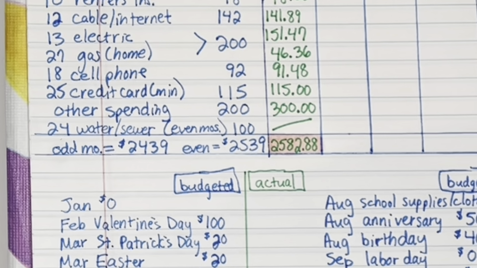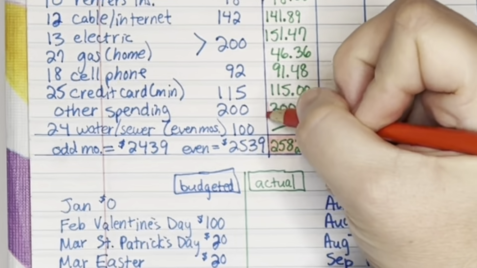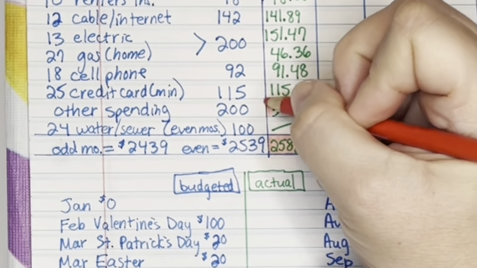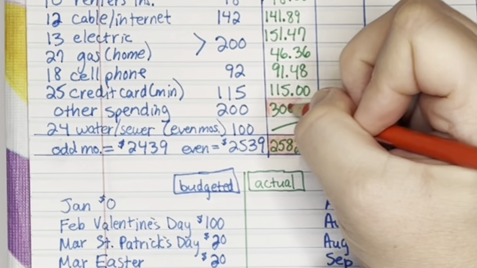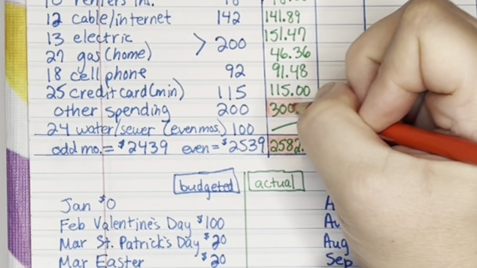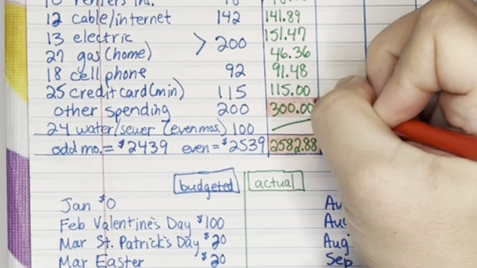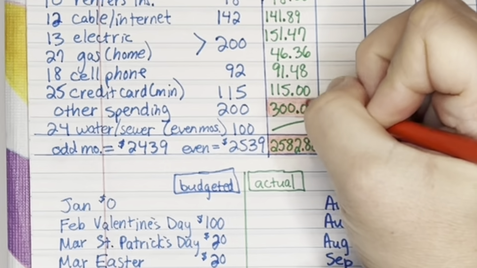We're going to color in the other spending category. Even though she had budgeted $300 in her January budget, now that we're working off of the annual budget, that $300 is over the annual budget of $200. So that's why we're going to color it in red.